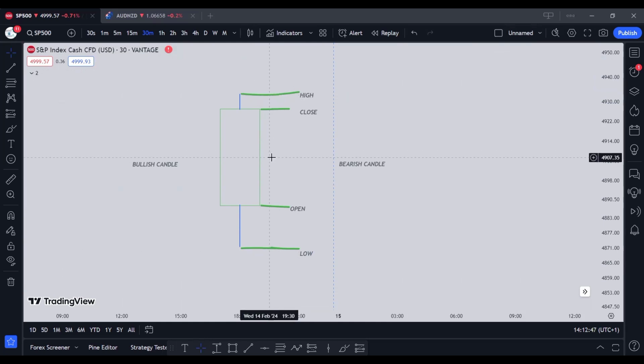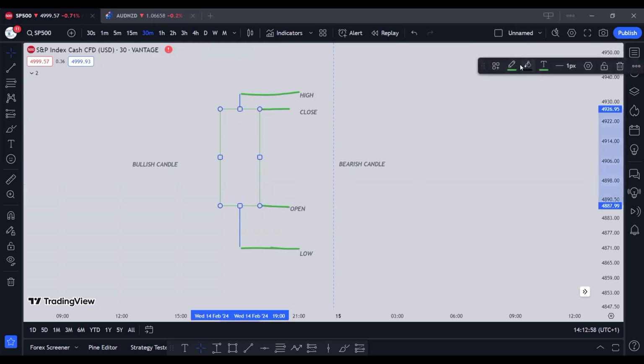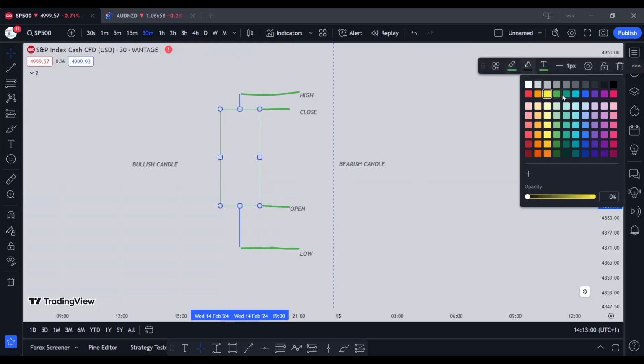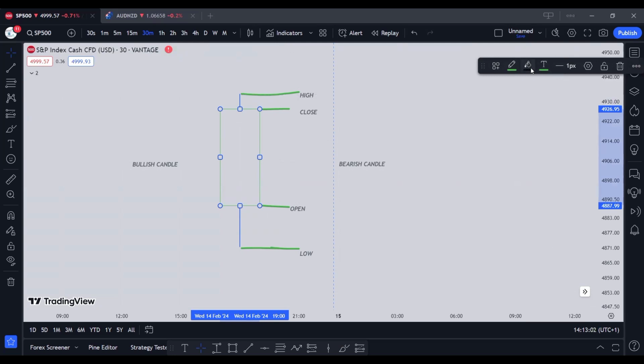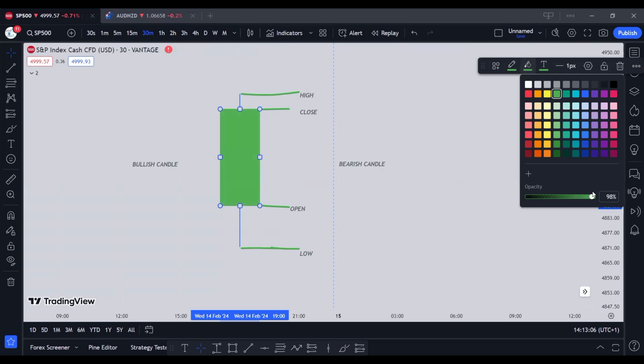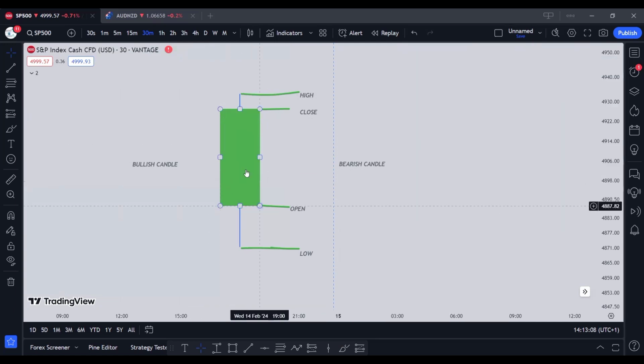This is a bullish candle. Why? Because the close of the candle is higher than the open. So typically, these candles are usually green. So this is a green candle, this is a bullish candle.